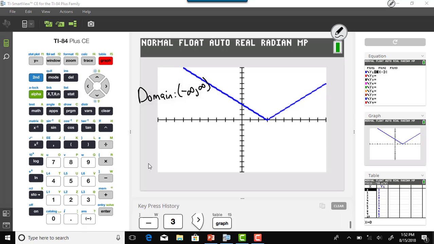Don't get in the habit of choosing or guessing negative infinity to positive infinity. You have a better chance of getting it right if you do guess that, but it depends on the function. We're going to look at one in just a minute where the domain is not all real numbers.